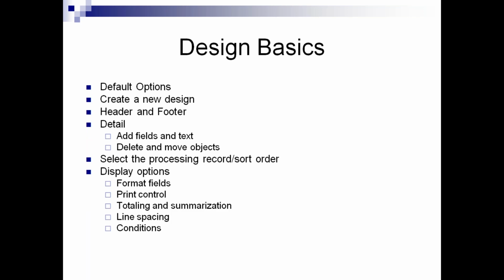Okay. Now we've actually gone over the basics here. We did the defaults, we created a new design, we went over the header and the footer, we did the detail, we added fields and some text. We deleted and moved things around. I showed you where the processing record is and what effect the sort order has on everything. We looked at formatting the different types of fields. We talked about the print control. We talked about totaling, line spacing, and conditions. So this is kind of a summary of what we covered in our session today.